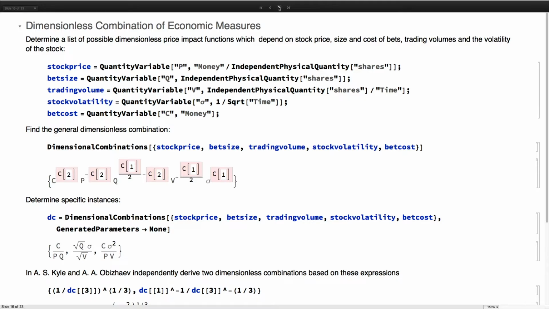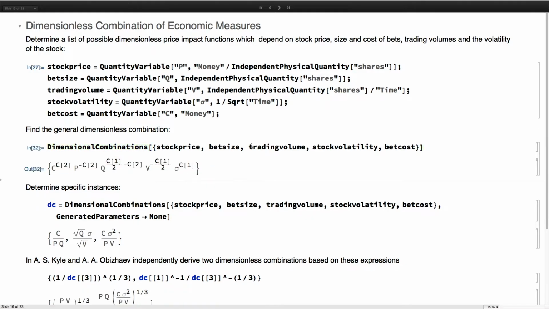And we could apply this to all sorts of things. Recently, last year, there was a paper in the field of economics looking at dimensionless price impact functions. They had a number of physical quantities that they had constructed: stock price, which is money per share, bet size, trading volume, stock volatility, bet cost. They took these, found a dimensional combination that worked, and were able to analyze that. So let's just generate that number.